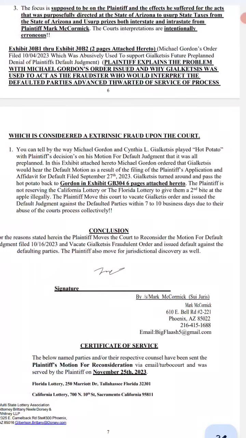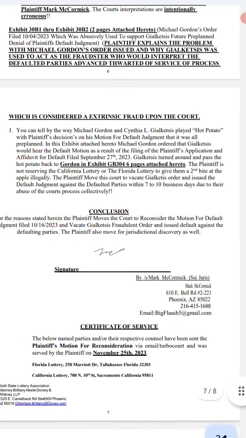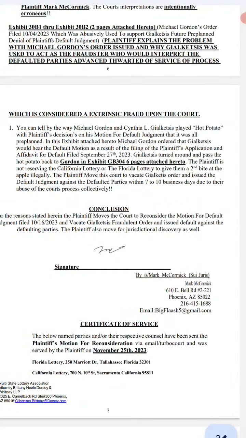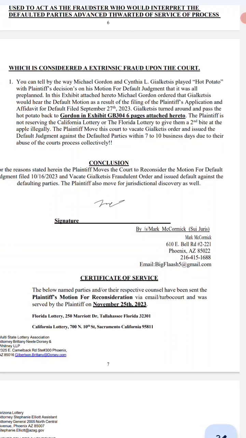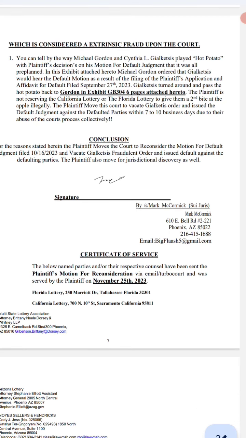But I ain't tired and I ain't abused. I'ma abuse them, okay? So plaintiff explained the problem with Michael Gordon's order and why Gialketsis was used to act as the fraudster who would interpret the defaulted party's advance thwart of service of process, which is considered an extrinsic fraud upon the court, and it gives the court personal jurisdiction over these parties automatically. Okay, so you got personal jurisdiction over you automatically just by doing that, thinking you was smart. You thought you was doing something. You wouldn't do nothing but dig yourself in a hole deeper. Okay, you can tell by the way Michael Gordon and Cynthia Gialketsis played hot potato with plaintiff's decisions on his motion for default judgment that it was all pre-planned.